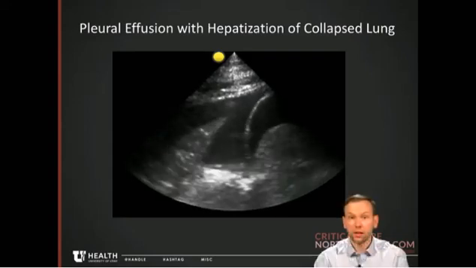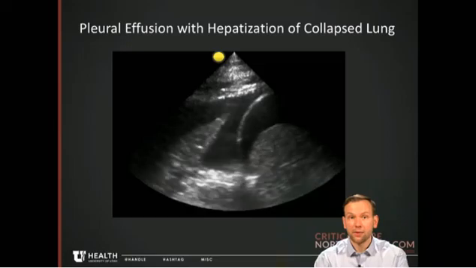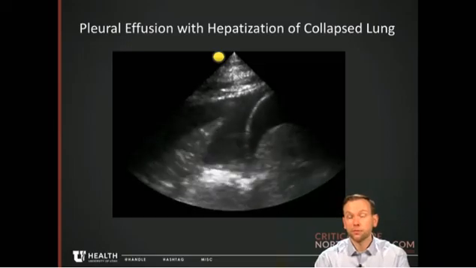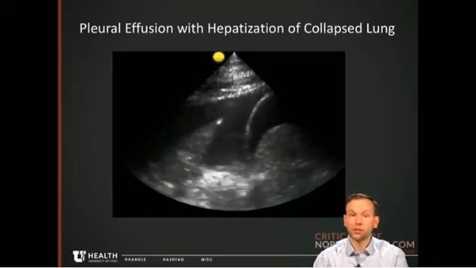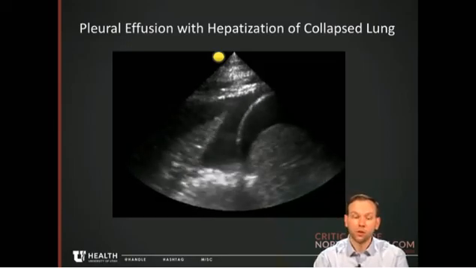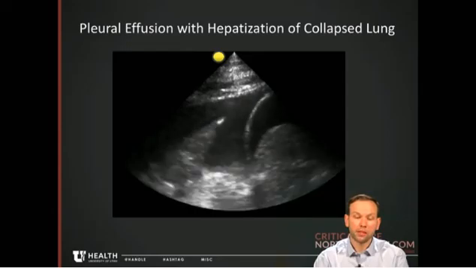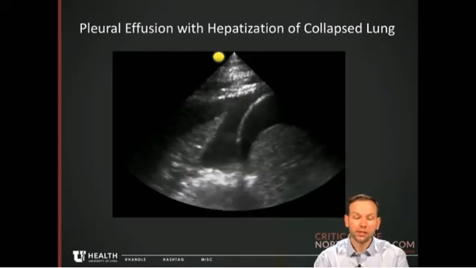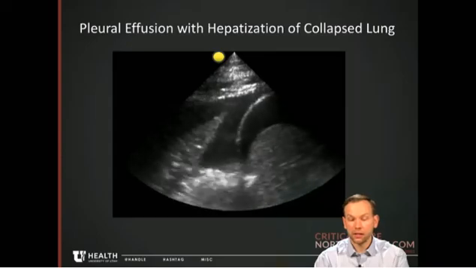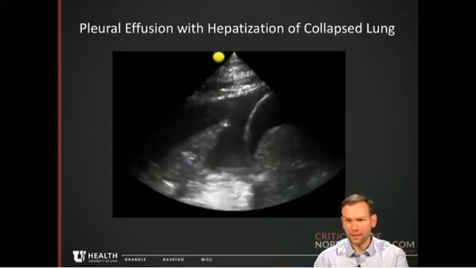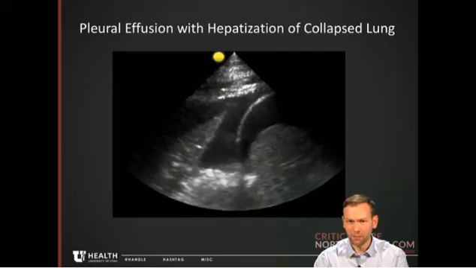And the characteristic sign is that flapping triangle, which is the base of the lung that has collapsed because of the surrounding pleural fluid. This demonstrates hepatization of the collapsed lung. You'll notice that lung looks more like the liver, and conveniently the liver is seen on the right side of the image, so you can make that comparison, the liver under the diaphragm.